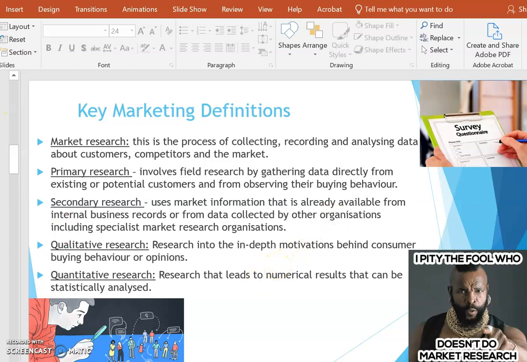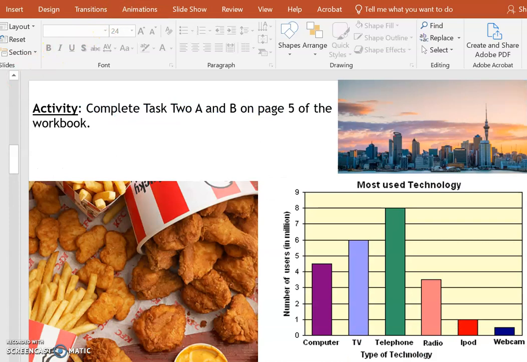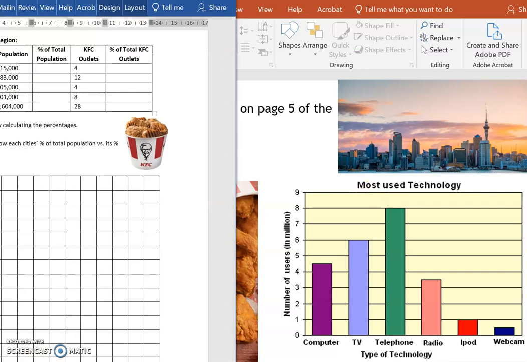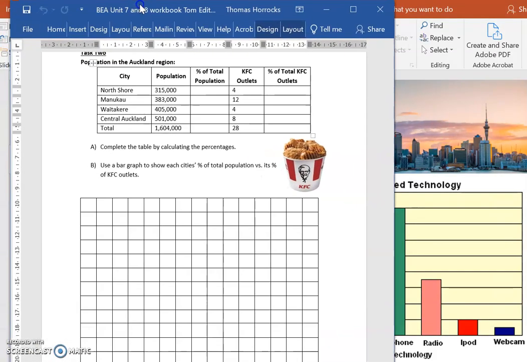Now, today's activity, and you might be wondering why I have my toolbar up here as well, is to complete task 2 A and B on page 5 of the workbook. What this activity is going to involve is creating a bar graph over here. So you are asked to, just moving our picture of our workbook onto the screen. There you go.